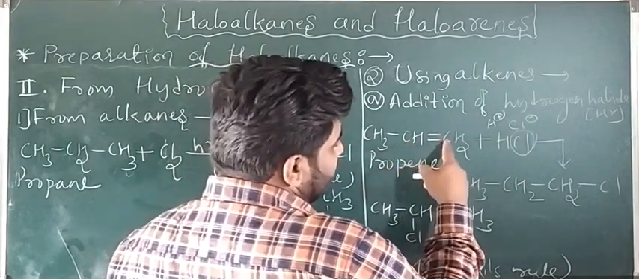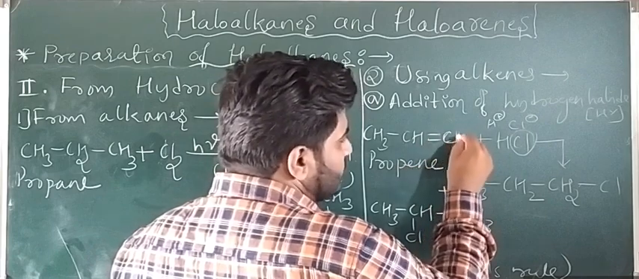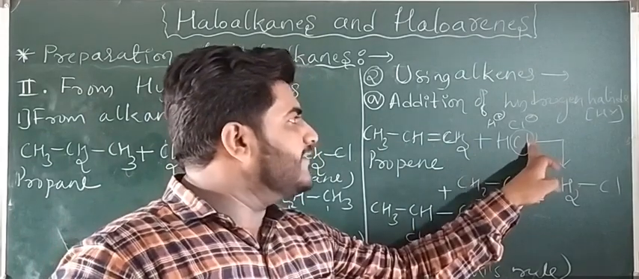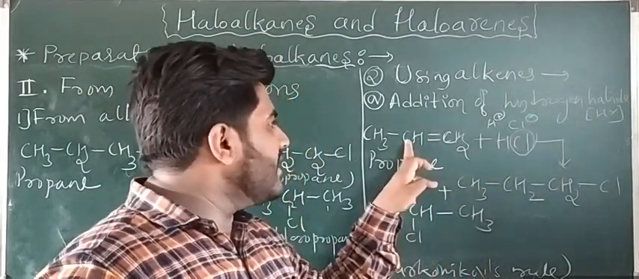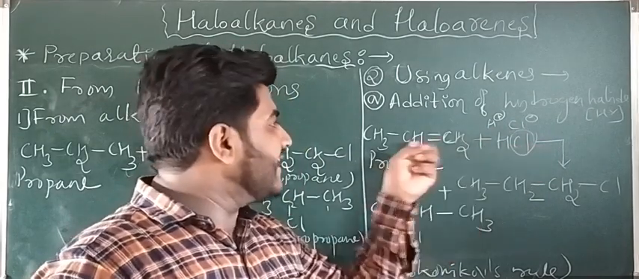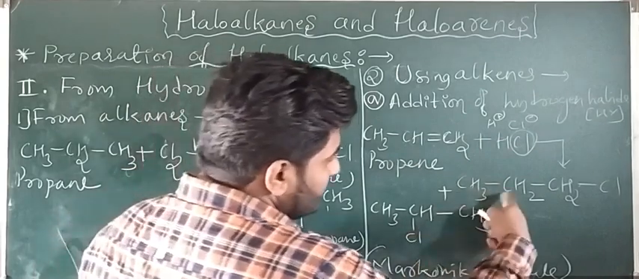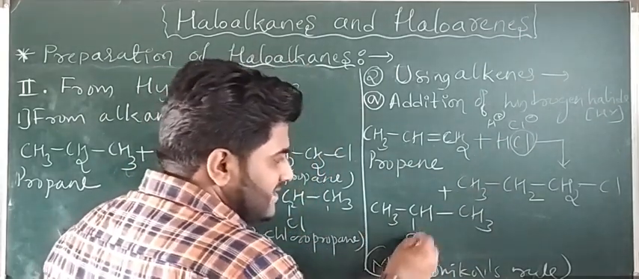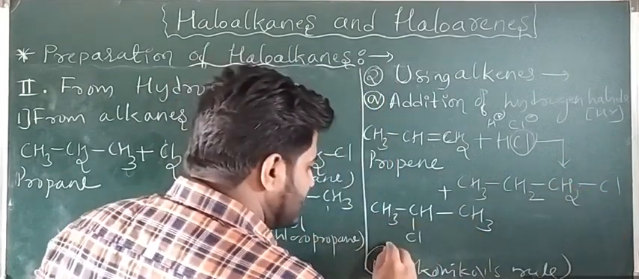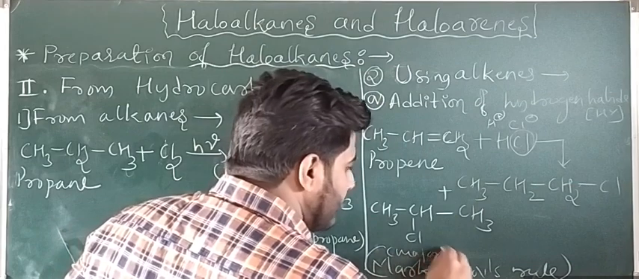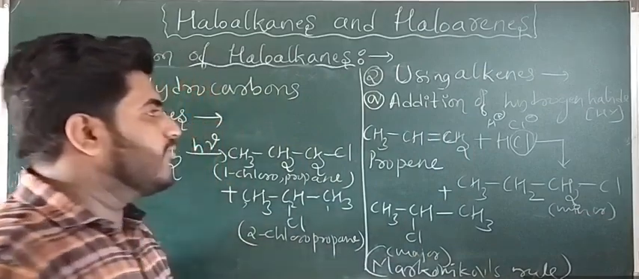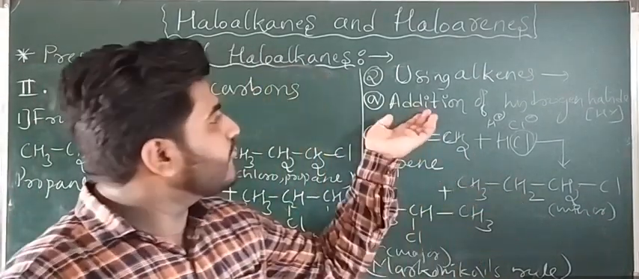Look at here. This is the carbon-carbon double bond. This carbon has 2 hydrogen atoms. This carbon has 1 hydrogen atom. So according to Markovnikov's rule, the negative part will attach to the carbon containing the lesser number of hydrogen atoms. That means chlorine will attach to this carbon. Out of these products, in this one Cl is attached to the carbon containing lesser hydrogens, and in the other Cl is attached to the carbon containing more. So this one is the major product and this one is the minor product. So this is Markovnikov's rule, from addition of hydrogen halide.